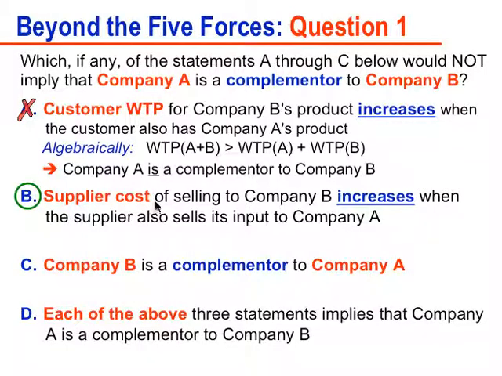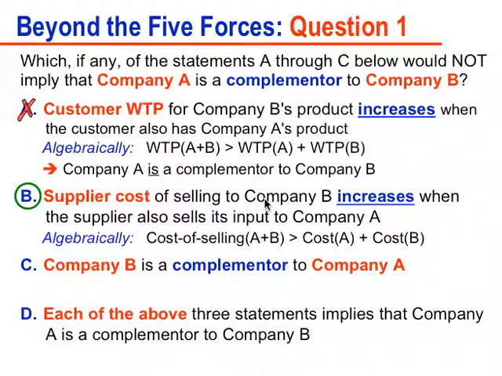The supplier cost of selling to company B increases when the supplier also sells its input to company A. It's very similar to answer A, except now we're talking about the cost of selling. It's from the supply side, so we're talking about supply-side complements. We'll get into that. Algebraically, what is this saying? For a supplier, the cost of selling to both A and B is greater than the cost of selling just to A plus the cost of selling to B.